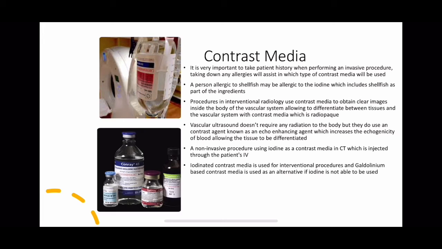A non-invasive procedure using iodine as a contrast media is CT, which is injected through the patient's IV. Iodinated contrast media is used for interventional procedures, and gadolinium-based contrast media is used as an alternative to iodine, if not available to be used.